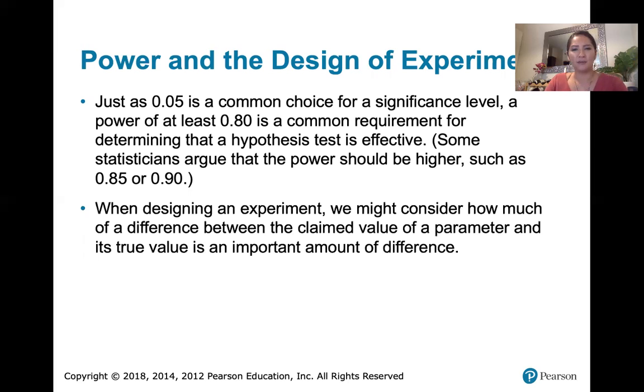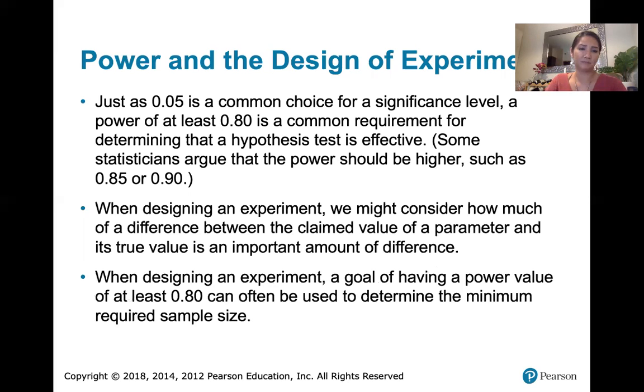When designing an experiment, we might consider how much of a difference between the claimed value of the parameter and its true value is an important amount of difference. We want that difference to be large enough so that we have quite a bit of power. So when designing an experiment, if we have this goal in mind of having a power value of at least 80%, it can be used to determine the minimum required sample size. Now, we're not going to get into that in this class.